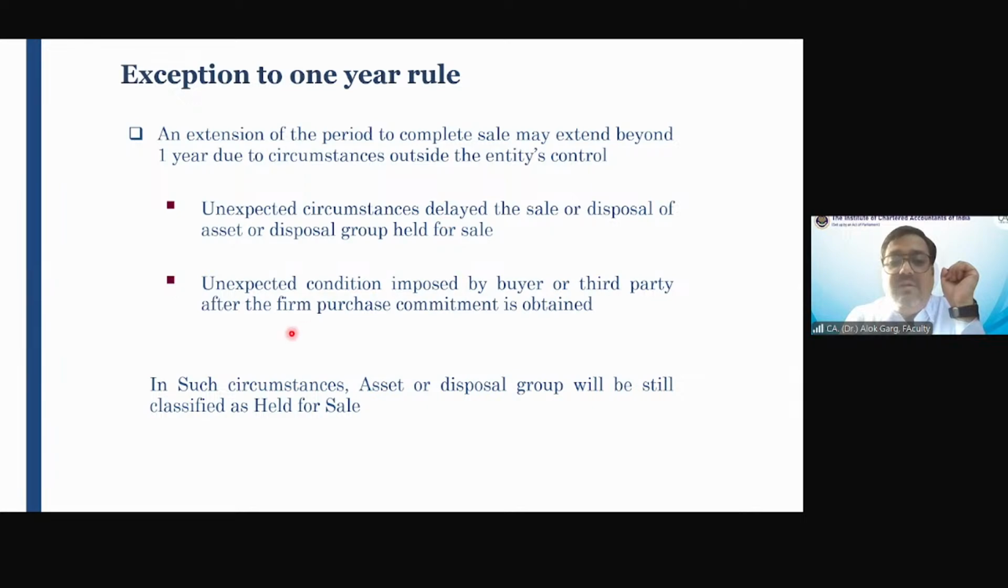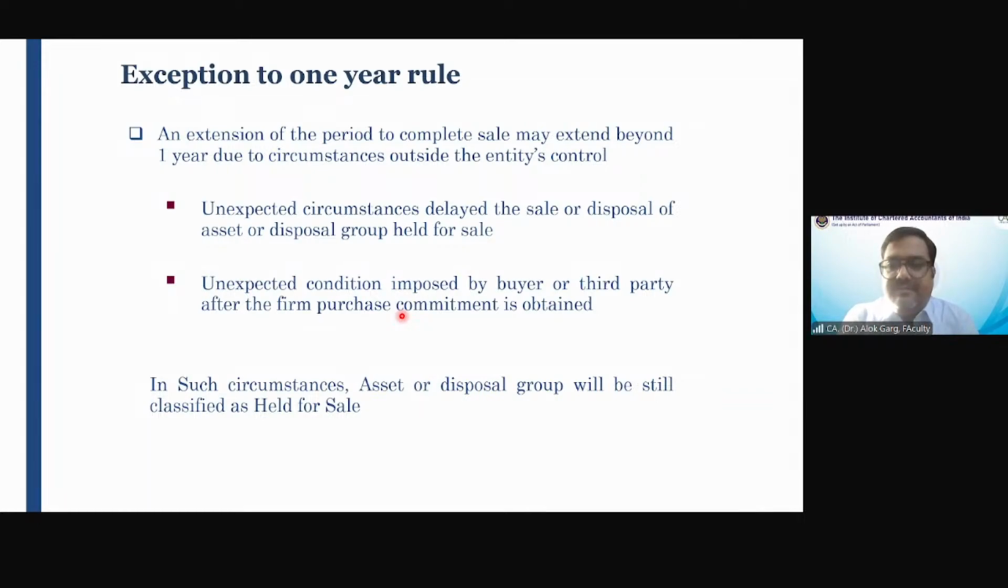Situation number 2: an unexpected condition imposed by the buyer or a third party after the firm purchase commitment is obtained. First of all, what is meant by firm purchase commitment? Firm purchase commitment means a binding agreement.